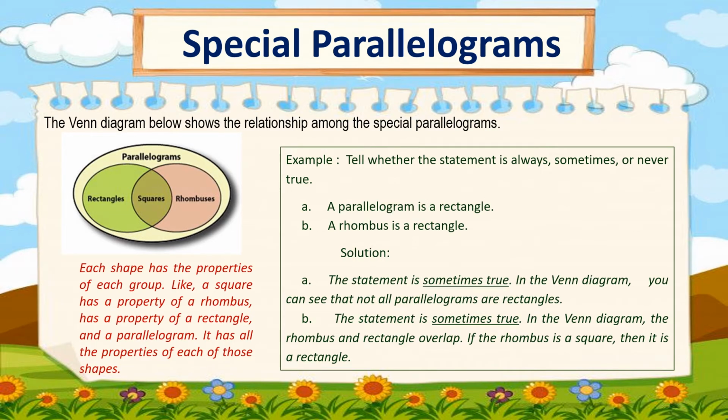Let's have an example. Tell whether the statement is always, sometimes, or never true. First, a parallelogram is a rectangle. The statement is sometimes true. In the Venn diagram, you can see that not all parallelograms are rectangles. Next statement, a rhombus is a rectangle. Now, this statement is also sometimes true. In the Venn diagram, the rhombus and rectangle overlap. If the rhombus is a square, then it is a rectangle.